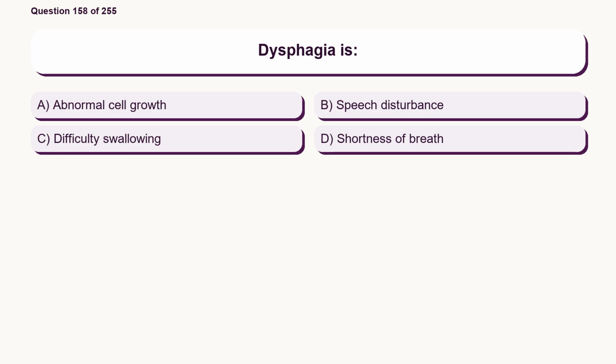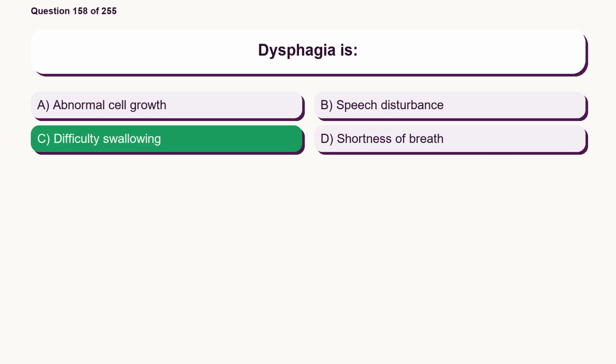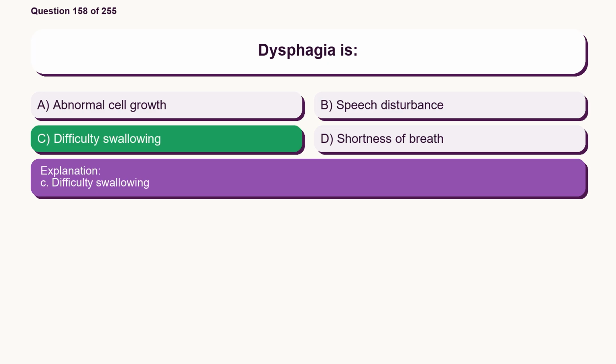Question 158. Dysphagia is Option A. Abnormal cell growth. Option B. Speech disturbance. Option C. Difficulty swallowing. Option D. Shortness of breath. The correct answer is option C. Difficulty swallowing. C. Difficulty swallowing.